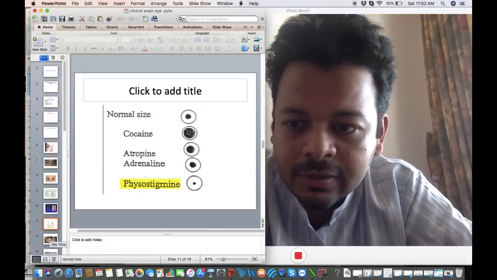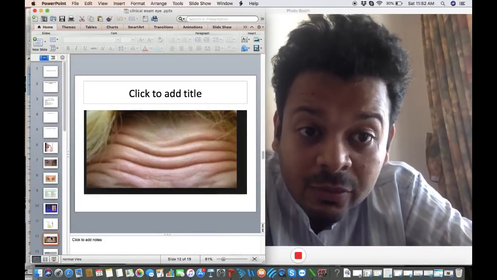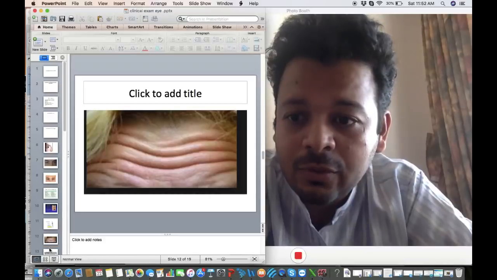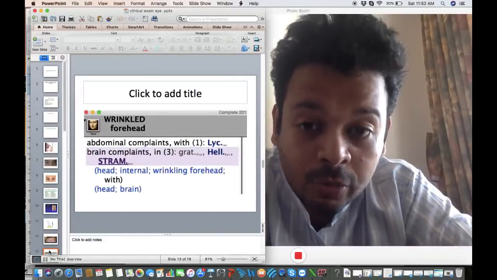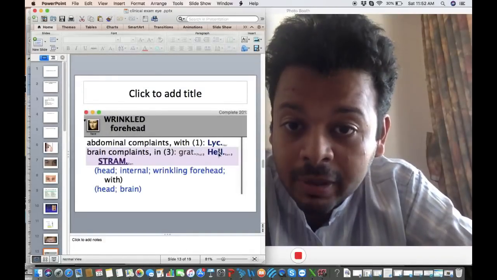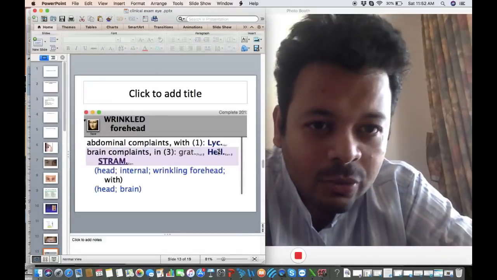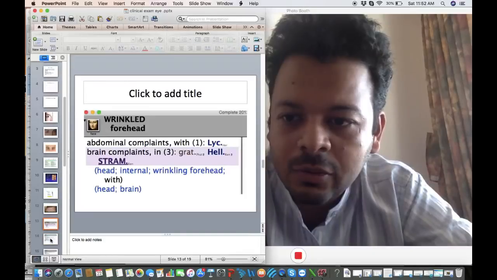One of the cases I saw, when I examined, you can see a wrinkling of the forehead like this. It was a very bad case of brain edema. It was a tuberculoma of the brain. So I looked at the rubric wrinkled forehead in brain disorders. Helleborus was the remedy. So you have to connect these different patterns. That is what homeopathy is all about.